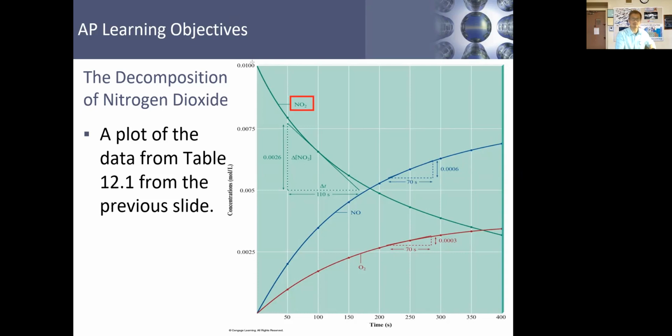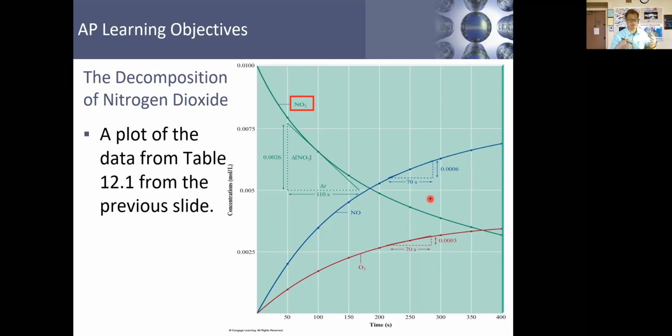And what do you notice happening? We're plotting the concentration along the y-axis, time along the x-axis. As time moves forward, that means as you move towards the right across the x-axis, the concentration of nitrogen dioxide begins to drop, which is what we expect. We expect it to get used initially. So the green curve here represents the consumption of nitrogen dioxide.